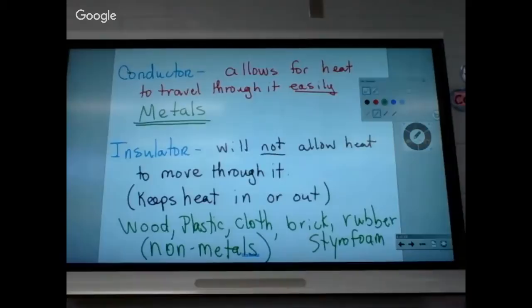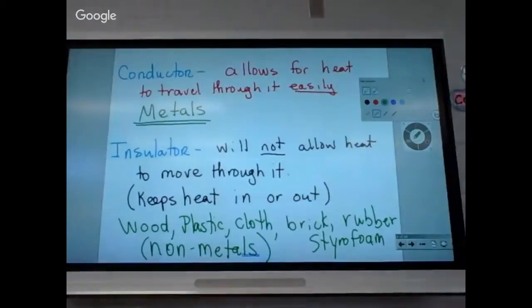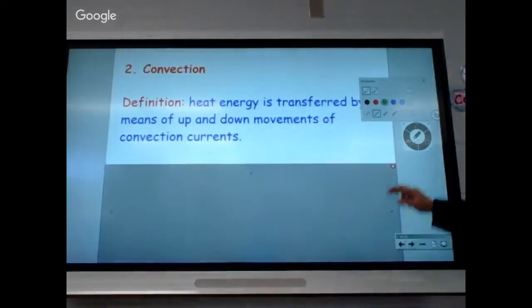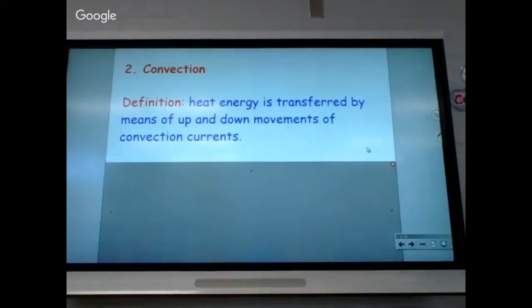All right, what about convection? Can we go to that one? All right, so convection. I put this: heat energy transferred by up and down movements of convection currents. Now, again, you don't have to have the same wording. You have something similar.